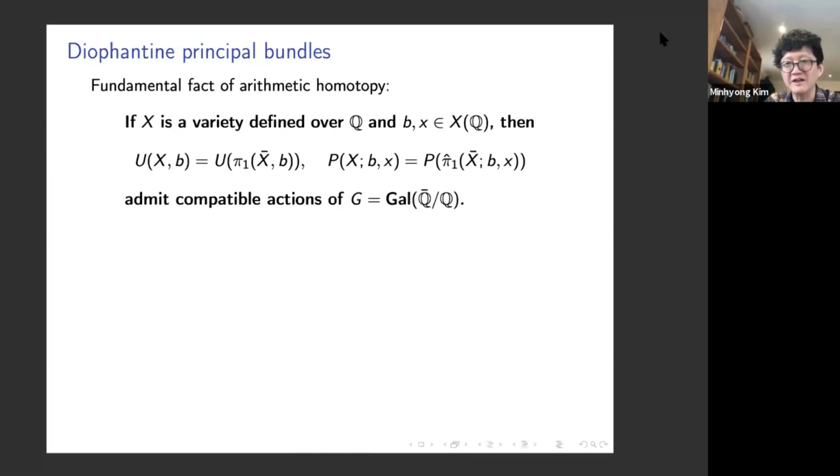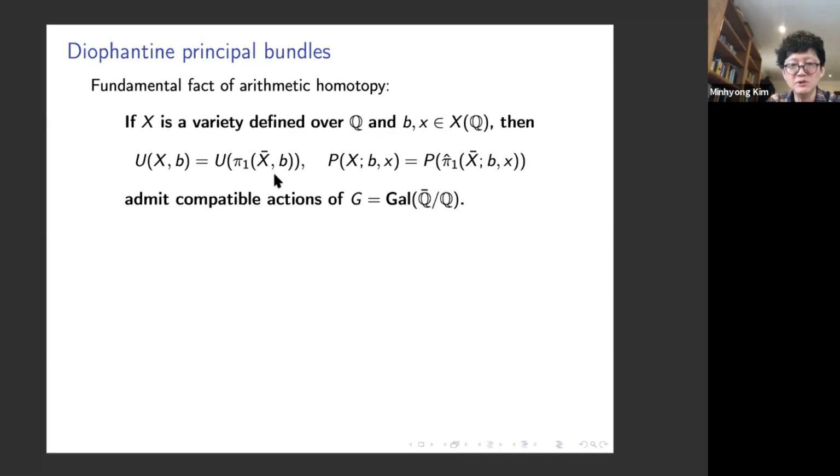So here's the basic fact, but the harder fact, which I'm pretentiously calling the fundamental fact of arithmetic moduli, is this: you start with a variety defined over Q instead of an arbitrary manifold, and then you take b and x to be rational points. Sorry, I see I've also used a lot of notation inconsistently. These pi ones inside here, you can just take to be the topological pi one, or of the complex points of the variety.